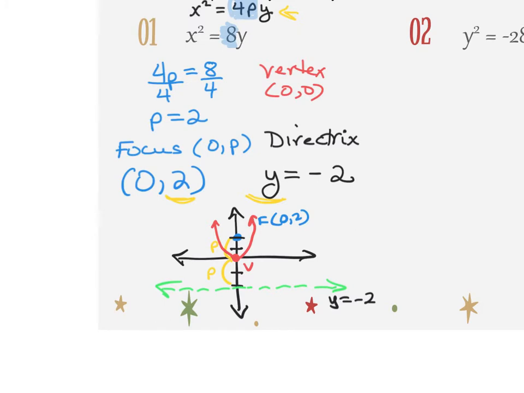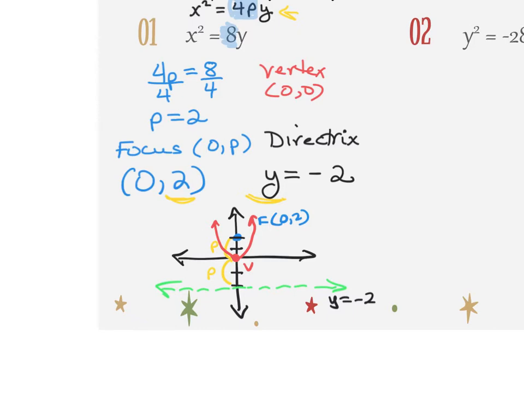I don't care how fat or skinny you make your U when the vertex is at 0, 0. When we get to the questions where the vertex isn't at the origin, we're going to find the x and the y intercepts to find how skinny or fat it is.